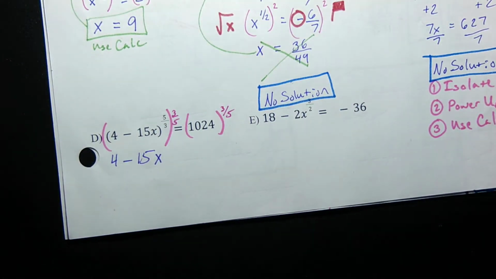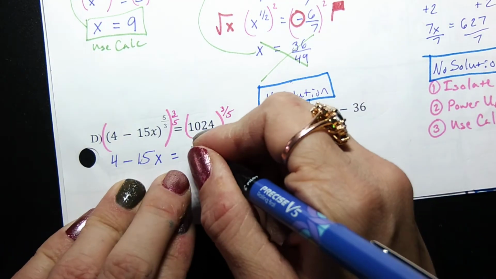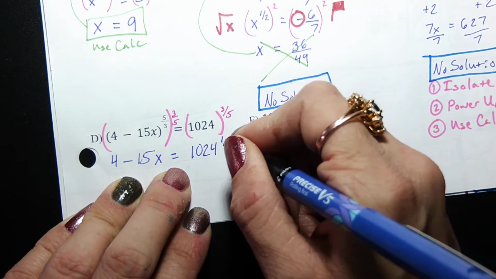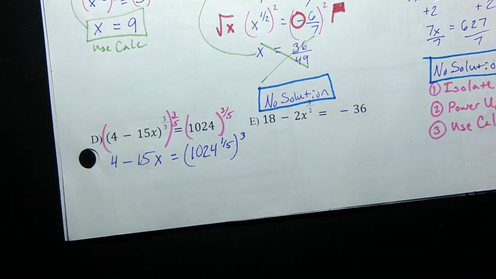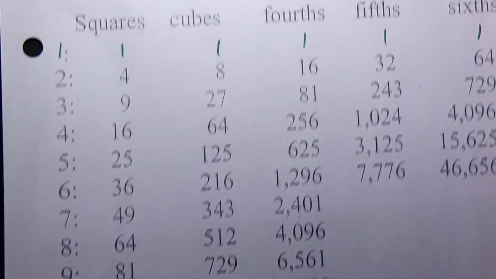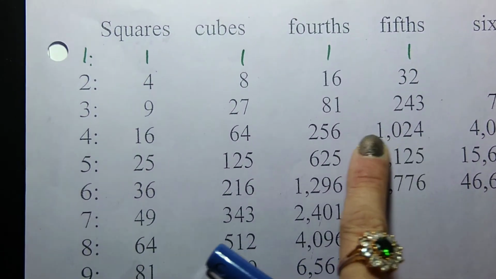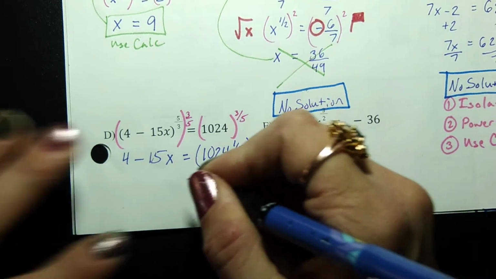And before you go reaching for the calculator, let's go ahead and do 1024 to the 1/5 power raised to the 3rd power. We go to our purple sheet or our yellow sheet. Is 1024 a perfect fifth? It is. The 5th root of 1024 is 4.